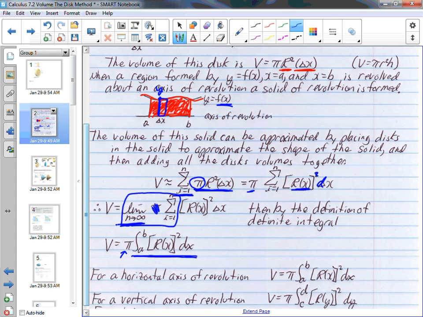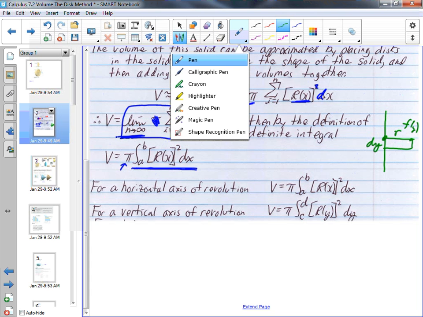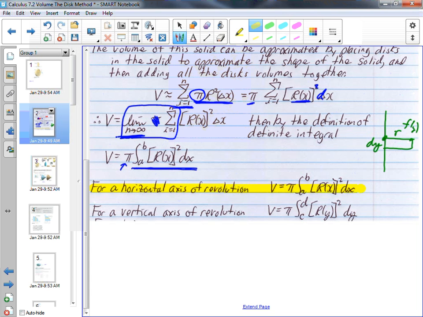Well, look what changes. If you've got a vertical axis of revolution, then your rectangle would go this way, so the radius, the distance from here to here, would be an x-coordinate, not a y-coordinate. And so we would need to have our functions written as functions of y, so we could call it f of y. And then the width of that rectangle, which is the height of the cylinder, would be a dy. So if you have a vertical axis of revolution, everything just switches to y's. You need to put these two things for sure in your notes.